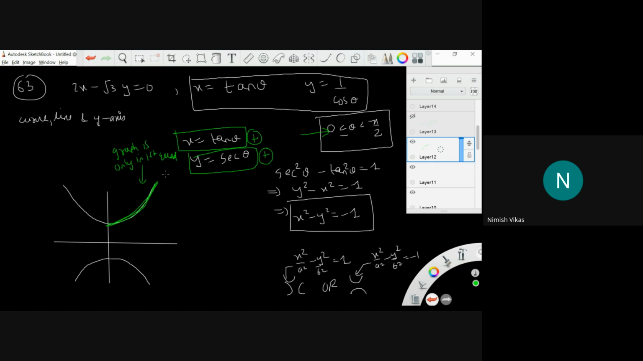Now, since you know this graph, next is what? The straight line. The straight line is y is equal to how much? 2 by root 3 into x. Now this line is passing through origin. Obviously, y is equal to mx plus c, so it's of the form y is equal to mx. But what kind of line will it be? Will it not meet the hyperbola? Will it touch or intersect at 2 points? So let us see.